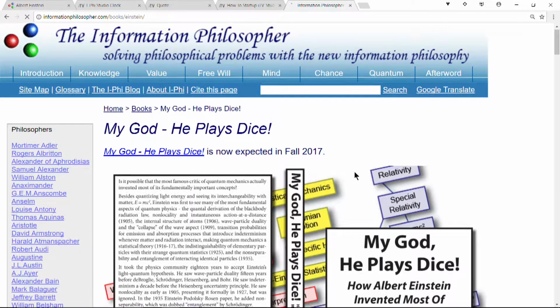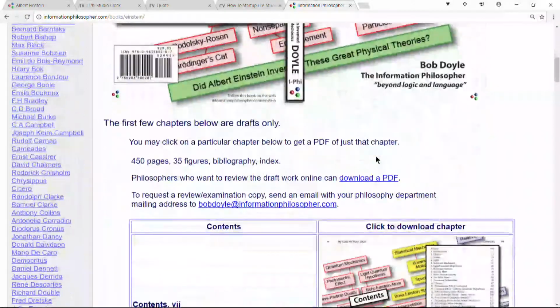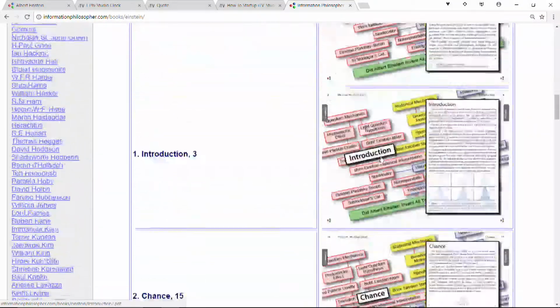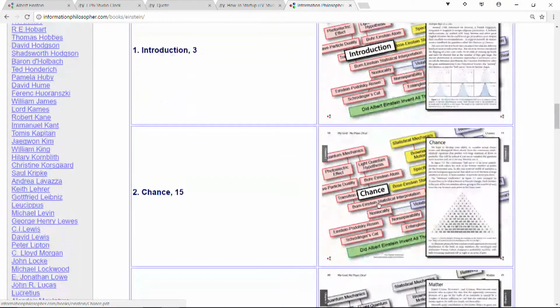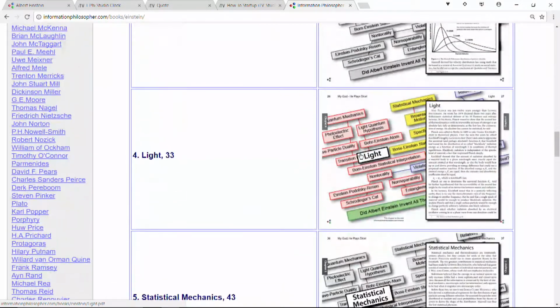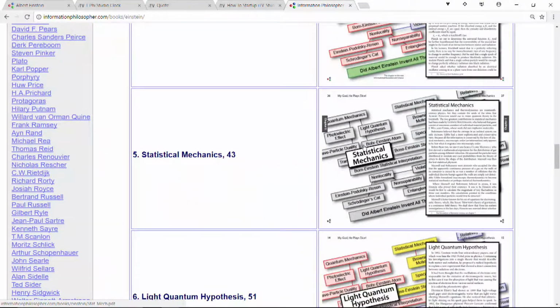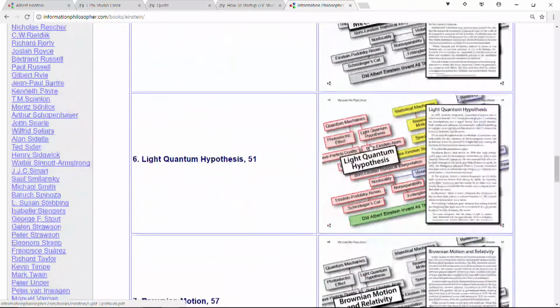We see the cover of the new book, in which I claim that Albert Einstein invented most of quantum mechanics. I wonder if I can zoom this page. No, not really. But you see the chapters that are done: the introduction, the story of chance, the story of material, and then a chapter on light, radiation. It's the interaction of radiation with matter that's the main thing Einstein is going to explain, because it's in the interaction between matter and radiation that chance emerges in the universe.